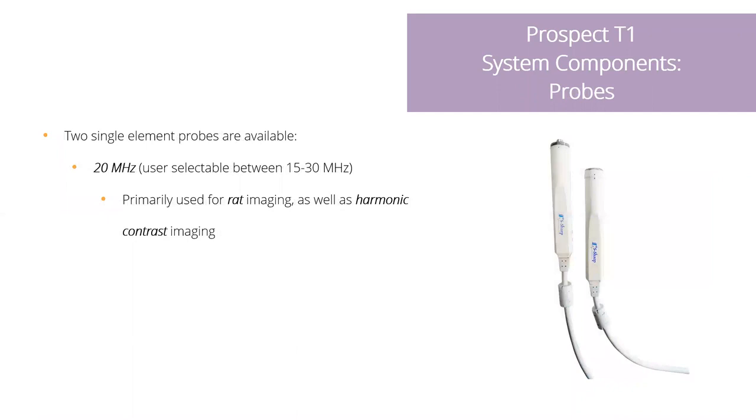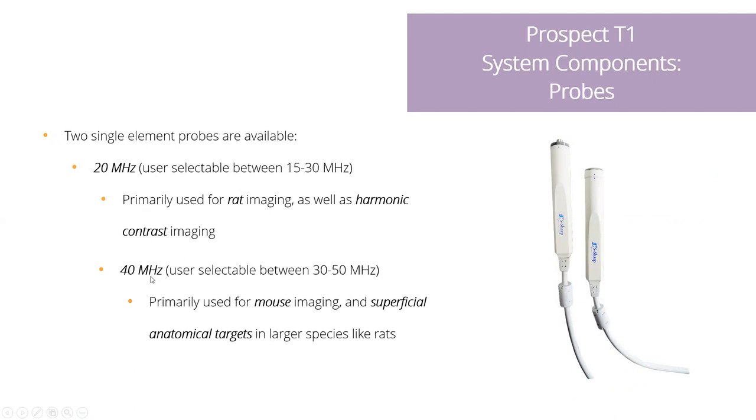There are two different probes with this system. Both are single element probes. One is 20 megahertz, and it's user selectable between 15 and 30 megahertz. This is primarily used for rat imaging, as well as harmonic contrast imaging. The 40 megahertz probe, a higher frequency sound with better resolution, is user selectable between 30 and 50 megahertz. This is typically used for mouse imaging, but can also be used for superficial anatomical targets. The main difference between the two, as we talked about before, is the depth of penetration. So you really select the probe that's most appropriate for the anatomical target that you're looking at.